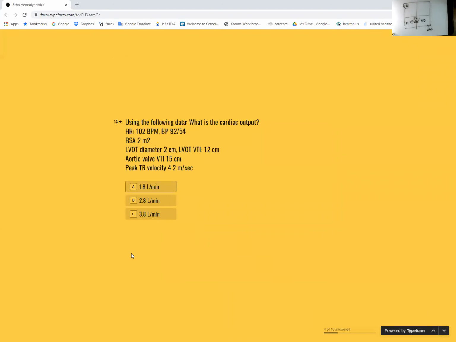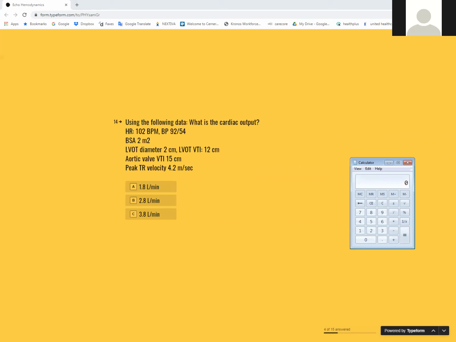Okay, we'll do this one really quickly. Just changing gears, what is the cardiac output? Just making sure you guys know how to calculate that. 3.8. 3.8. How did you calculate that? You get stroke volume using your LVOT area times your LVOT VTI, and that's 37.6 times your heart rate. Great. Okay. So your stroke volume would be correct.